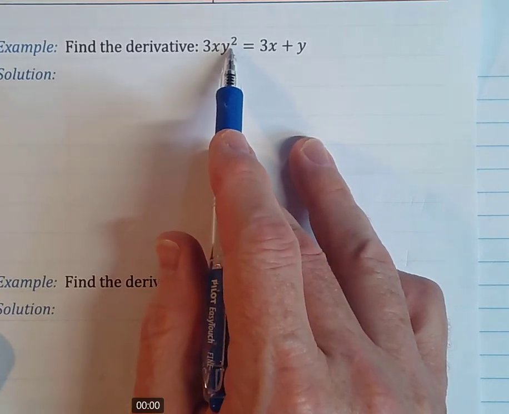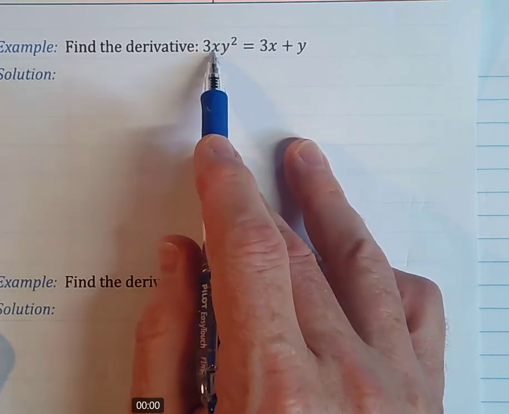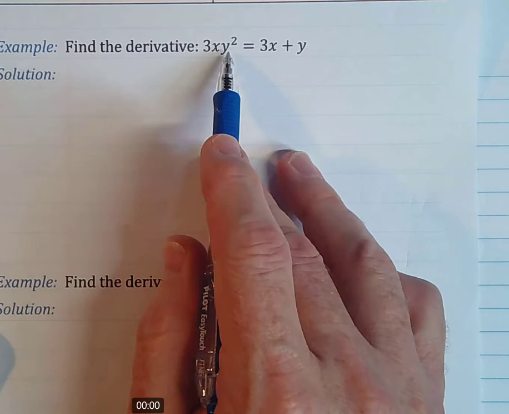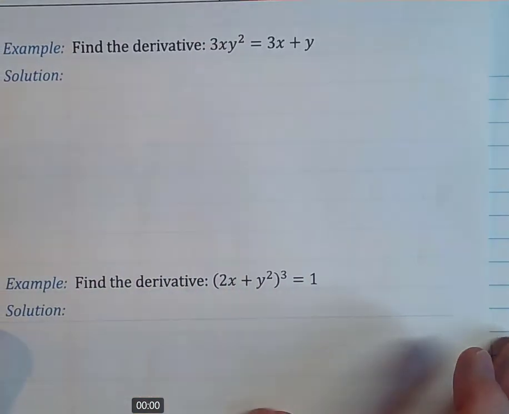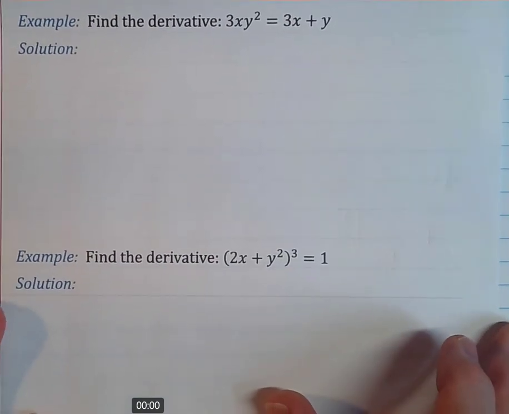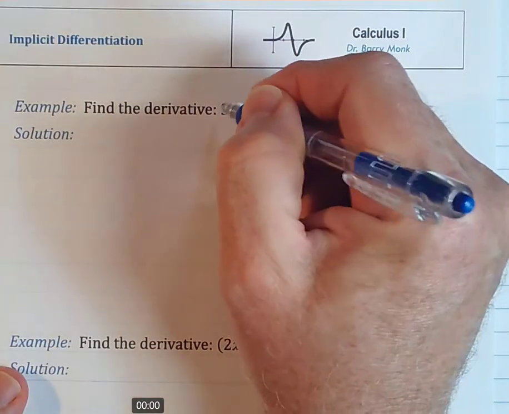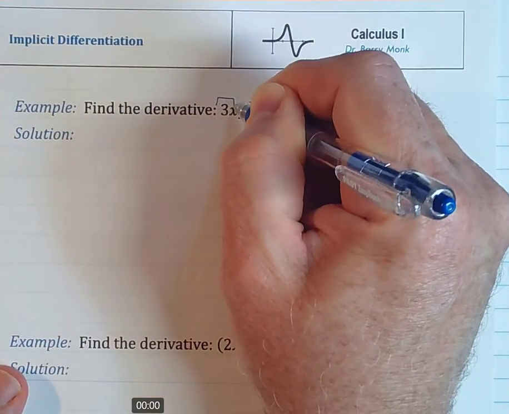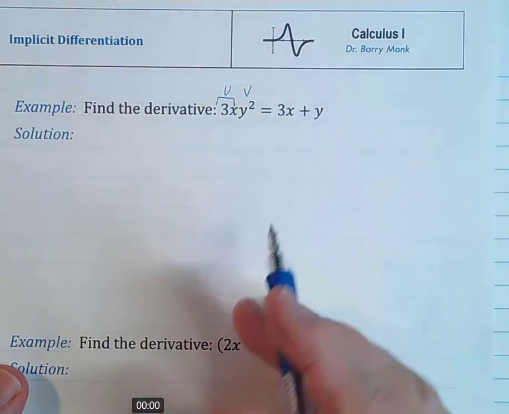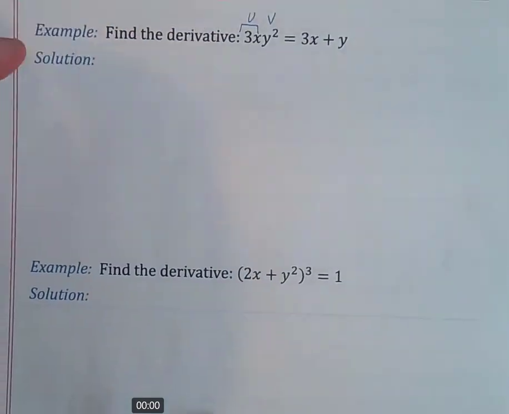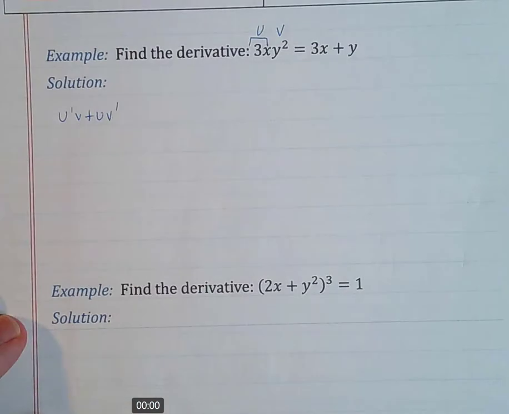What you want to notice here is, remember, we're thinking of y as being some function of x. So when I've got 3x times that, really what I'm doing is multiplying two functions. And remember, we have a rule for the product of two functions: the product rule. I'm going to call the 3x part u, and the y squared would be v. When I find the derivative, I have to remember I've got u prime v plus u v prime.